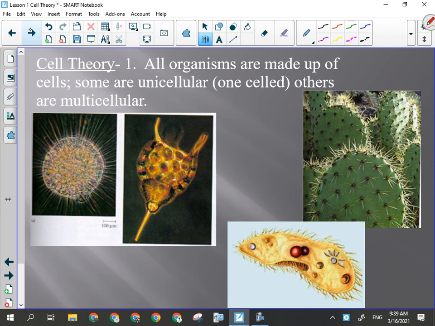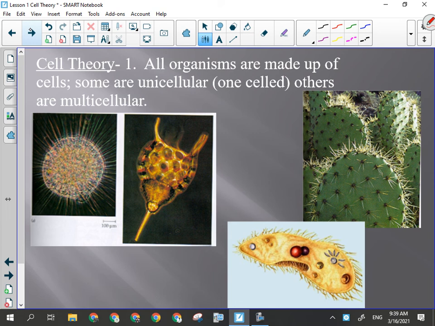So the cell theory. Cell theory has 3 points, so it's a little easier to remember than the atomic theory, which had 4. And these ones are pretty easy. First point is just like the atomic theory. All living organisms are made of cells. So that's the first point of the cell theory. All organisms are made of cells.